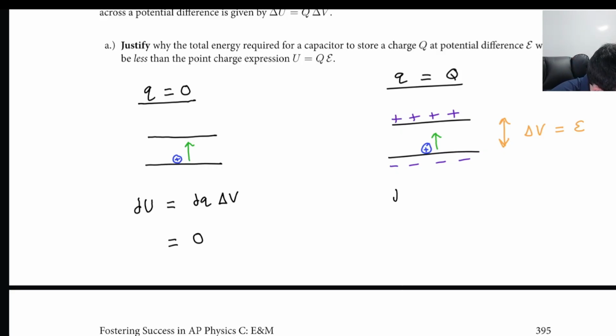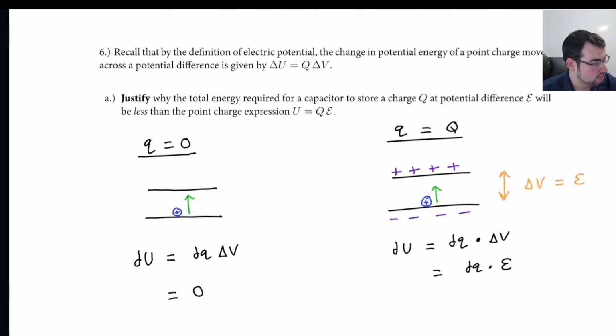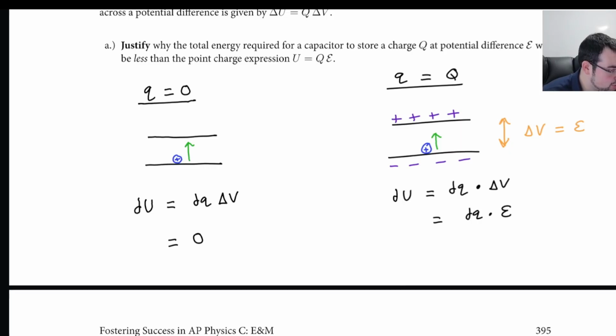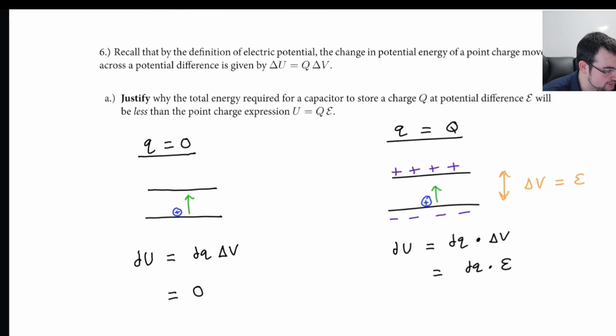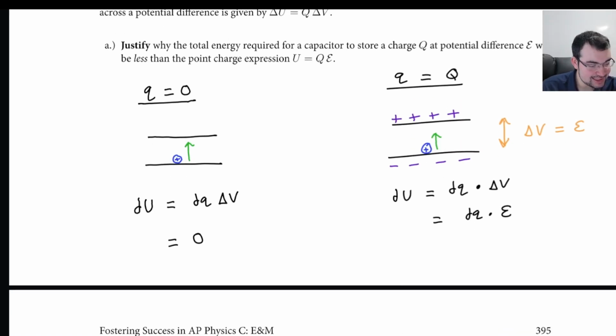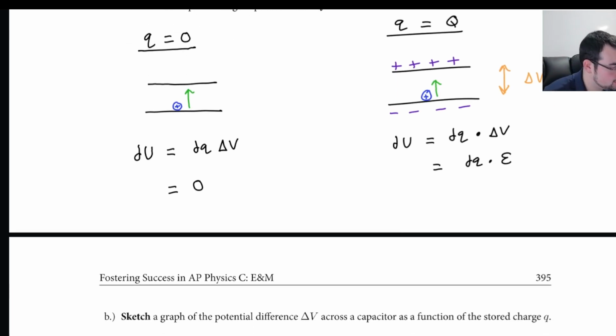So here, we see that dU, in this case, is my bundle of charge dq times delta V once again, which is going to be dq times epsilon. So we can see our total potential energy isn't going to be the total charge times epsilon, because that's only the amount of energy it would take if I had to push the whole charge across the potential difference. But that potential difference isn't epsilon the whole time. It's slowly building up as I push more charge between the plates.